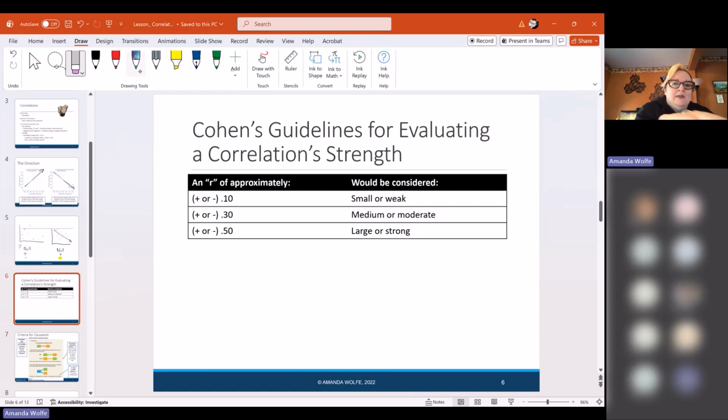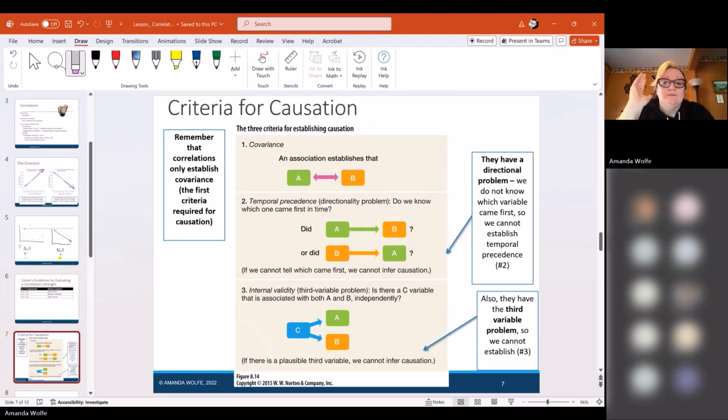Then if you're between that and 0.3, you're kind of medium. And if you're between that and 0.1, you're weak or small, okay? And then those are just numbers that you might have to commit to memory. These are for association claims. We only use correlations for association, not for causal claims.